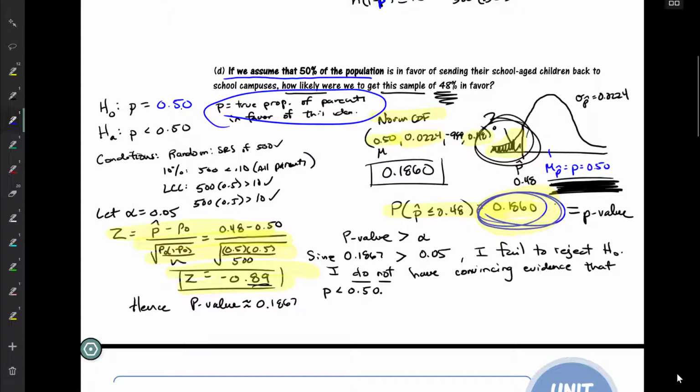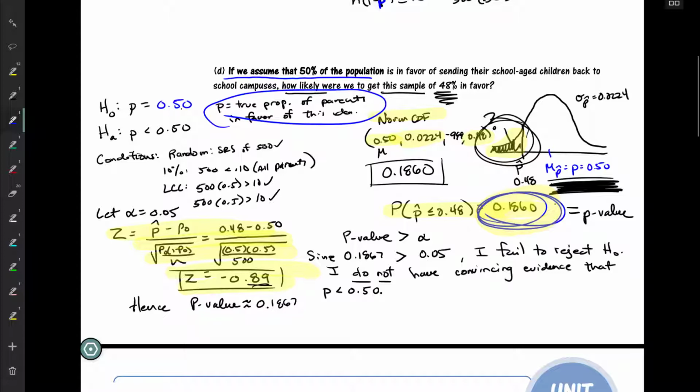Now, there's a lot of different ways that you can write this out, but you do want to make sure you try to write it in context, where you've defined your variables enough so that it can be interpreted and read in context. But that's it. We have now formally answered this question. No, we do not have convincing evidence that less than 50% of the population is in favor of this, even though we got a sample that was like that.